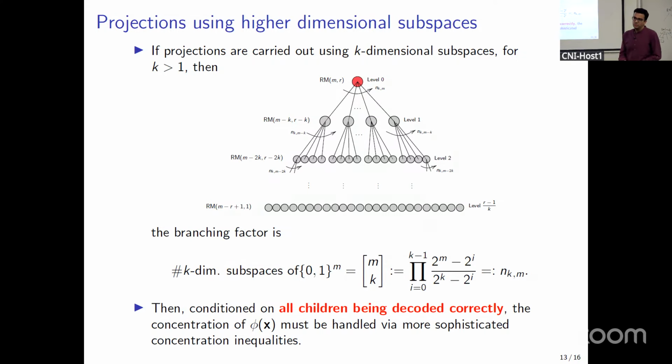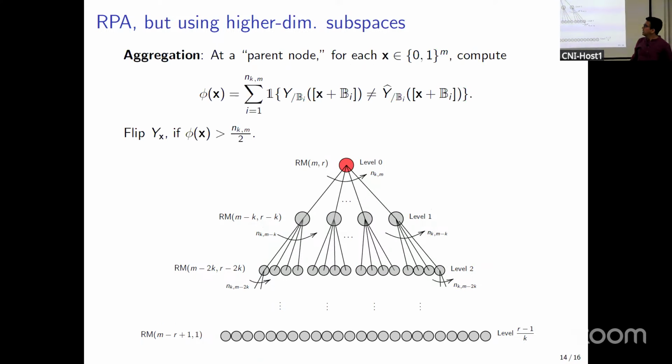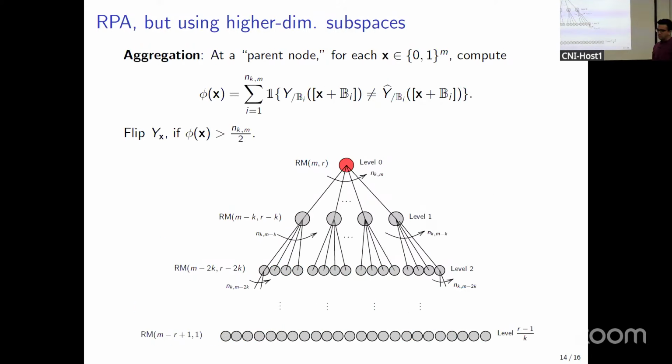I'm just going to show you how we extend these things for higher order Reed-Muller codes. The extension is very simple. We are now projecting using k-dimensional subspaces instead of one-dimensional subspaces, and then the aggregation step is the same. A projected vector is defined the exact same way. The only difference is that now there are n choose k, m many subspaces. Earlier there were n minus 1 one-dimensional subspaces. Now there are many more subspaces of dimension k, and you do exactly the same thing.